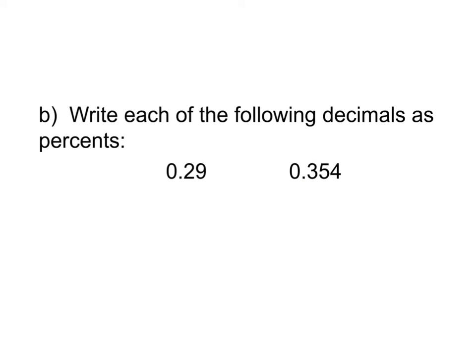In the next two examples, we're writing decimals as percents. So my 0.29, I'm going to bring that decimal point twice to the right, and that becomes 29%. Similarly, 0.354, decimal point twice to the right, 35.4%.